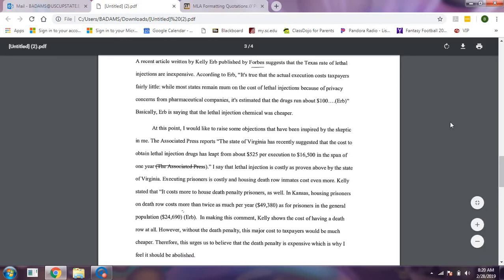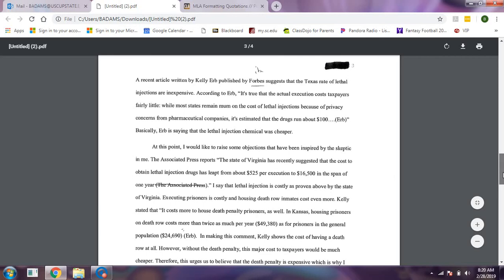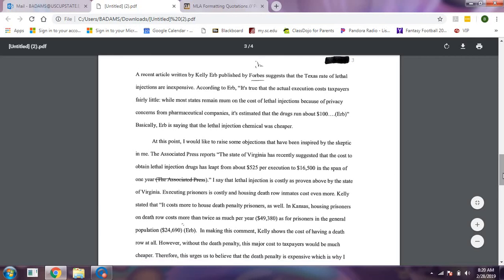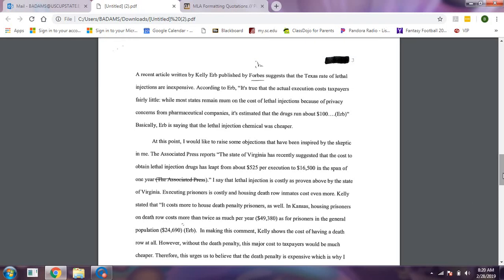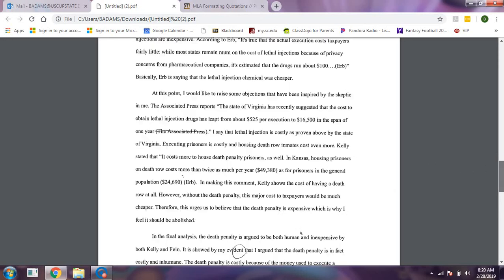"A recent article written by Kelly Erb, published by Forbes," again, italics, "suggests that the Texas rate of lethal injections are inexpensive. According to Erb, it's true that the actual execution costs taxpayers fairly little. While most states remain mum on the cost of lethal injections because of privacy concerns from pharmaceutical companies, it's estimated that the drugs run about $100." Basically, Erb is saying the lethal injection chemical was cheaper.